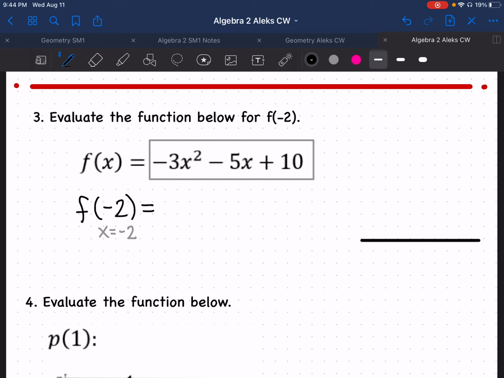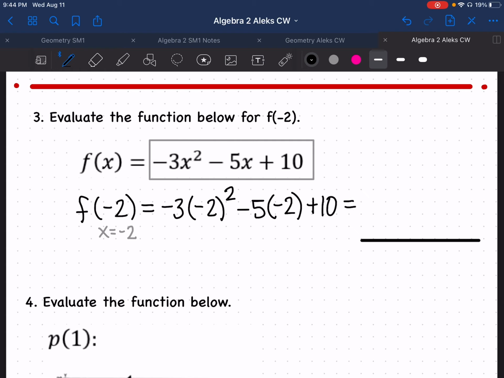That f of x part does not go into the calculator. This right here does not go into the calculator. It's simply allowing you to know what to substitute. What goes in my calculator? -3, parentheses, -2, close parentheses, to the squared power, minus 5 times parentheses, -2, close it up, plus 10.